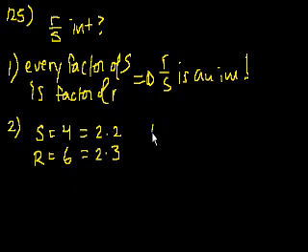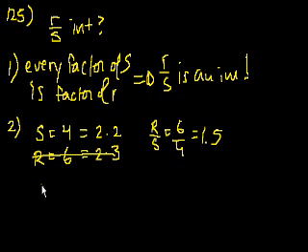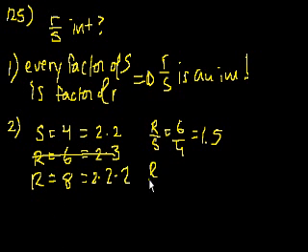But r over s would be 6 over 4, which is not an integer. So even though these satisfy the second condition, this isn't an integer. But then instead of making r equal to 6, I could have made r equal to 8, which is equal to 2 times 2 times 2. And in this case, it would have been an integer. R over s would be equal to 8 over 4, which is equal to 2. So statement 2 really doesn't give us information as to whether r over s is an integer. So statement 1 alone is sufficient.